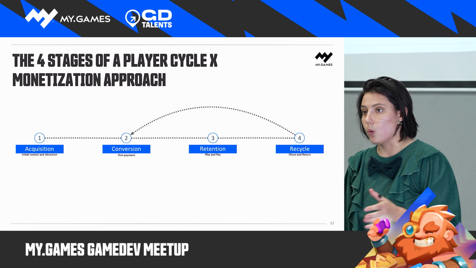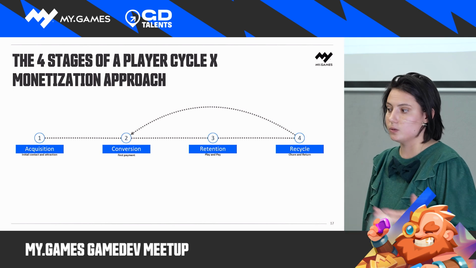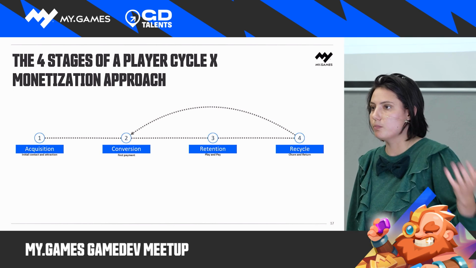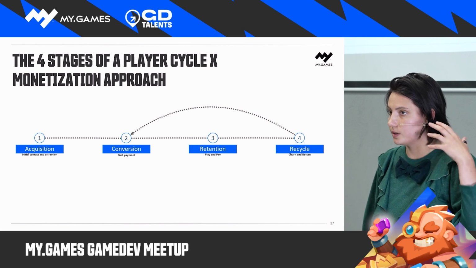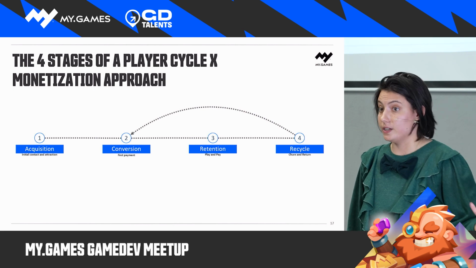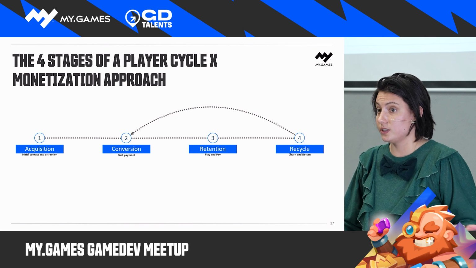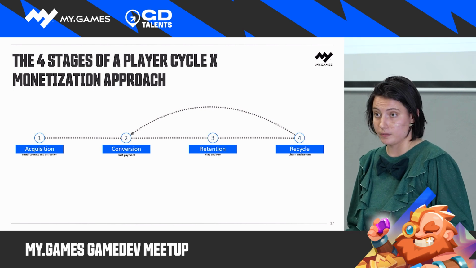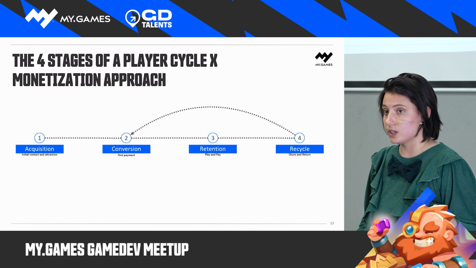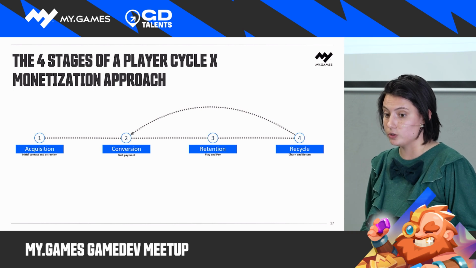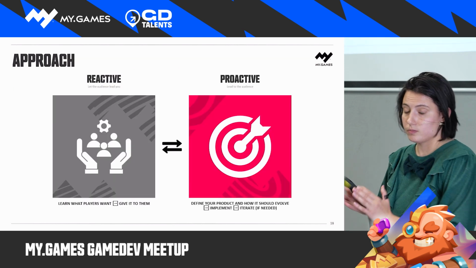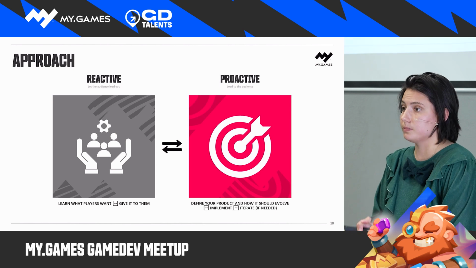We need to understand why they stop paying. Maybe they bought a premium subscription in a game for a month or for a year, and they just don't need to pay more during this year, right? What else can you propose to them? So this is the cycle we use, and we have several approaches for how to do this. So reactive and proactive, super simple.